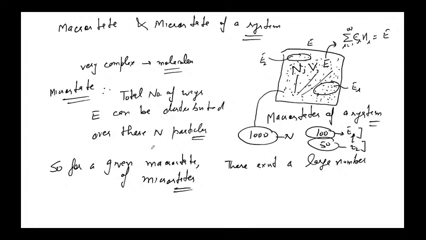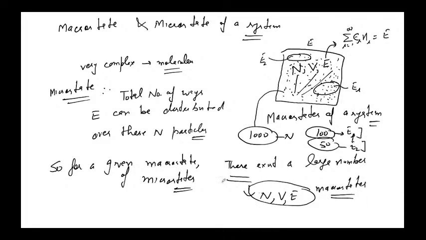So there are a large number of ways, which can be discussed, by which they distribute their energy with each other. So how they are exchanging these parameters, like N, V or E, how the macrostate parameters are being exchanged by these particles, that is generally represented by microstates. So this is the connection, how we can relate the microstate and the macrostate.